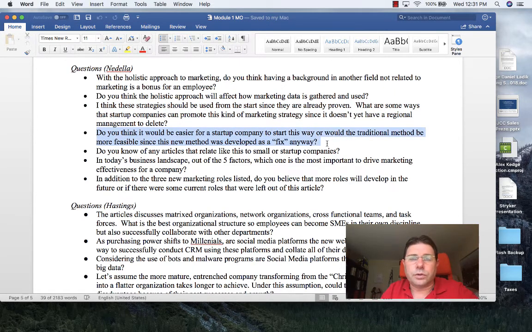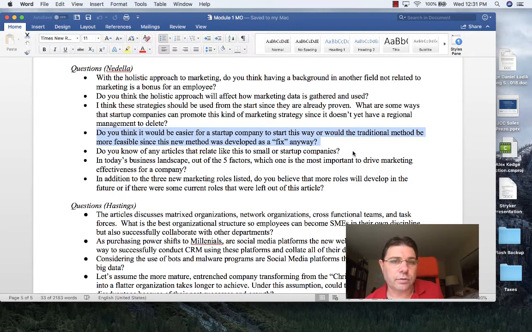Do you think it would be easier for a startup company to start this way, or would a traditional method be more feasible? No. I understand you're asking this same question in multiple different ways, okay? And you now know that I'm more focused on the MO than on the process of getting one versus the other, traditional versus new. Startup companies tend to be more MO from the get-go. It's how they survive. It's the only way they can survive.